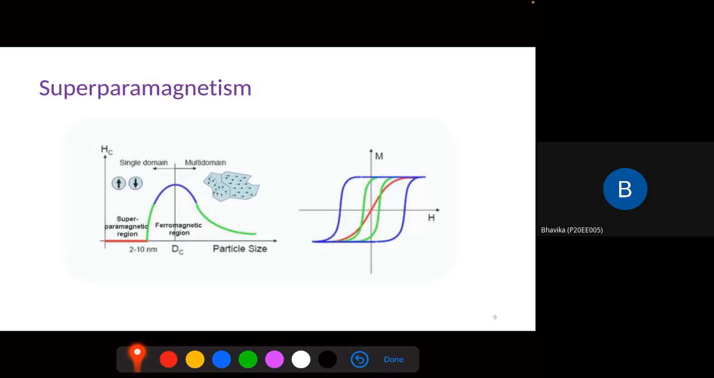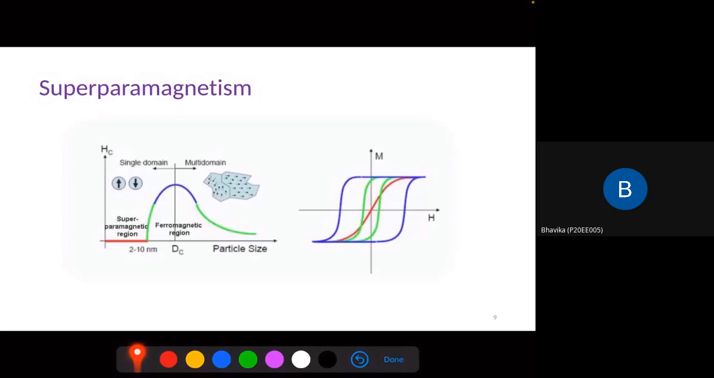But here in this picture, what is plotted is the coercivity. In hysteresis, you typically describe it with coercivity, saturation magnetization, and remanence. The coercivity here is plotted as a function of particle size. As you decrease the particle size, your coercivity is increasing, right?